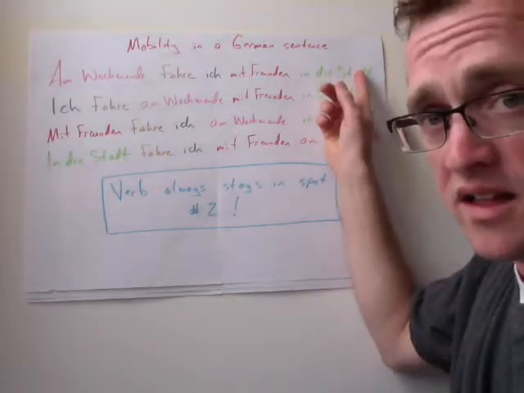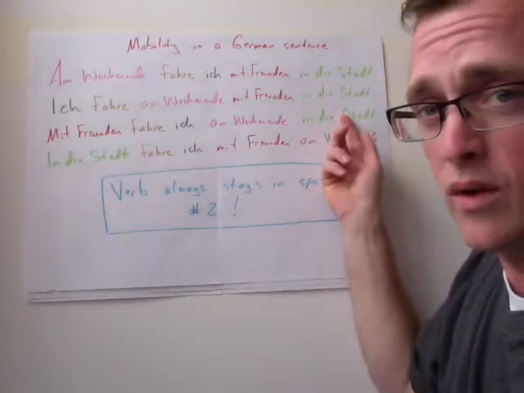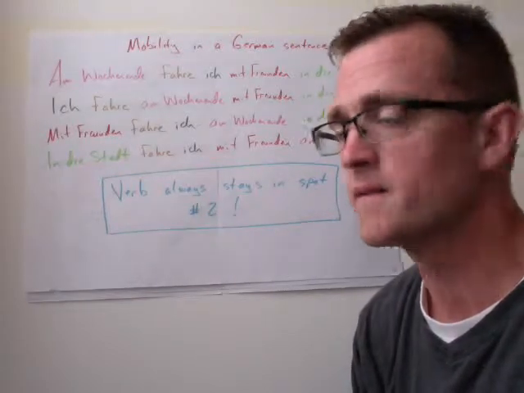You can see my place, in die Stadt. In the first 3 examples, I put it last. If I wanted to, though, I could put it first to emphasize the fact that to the city is the most important part of the sentence.